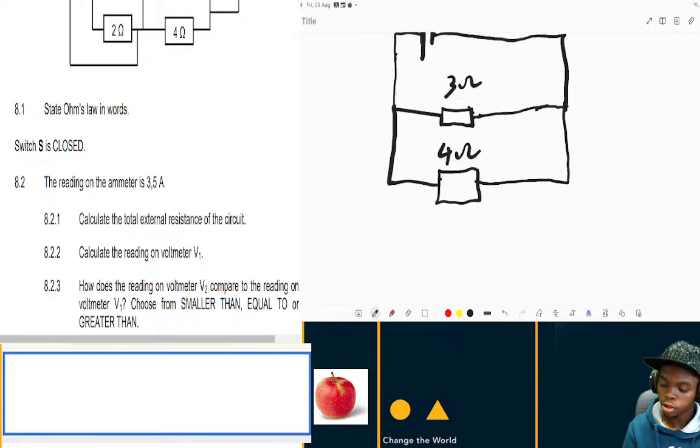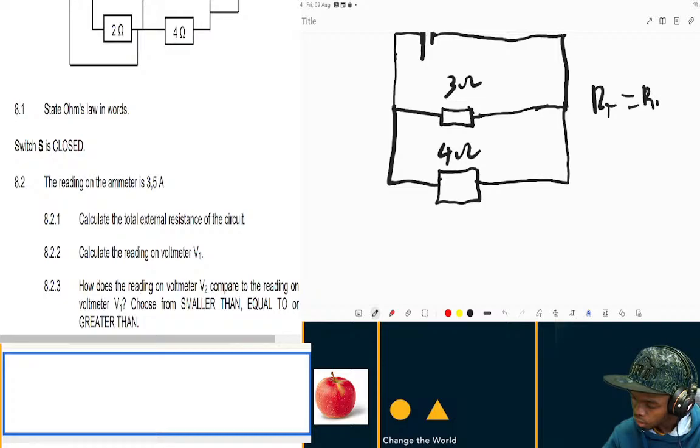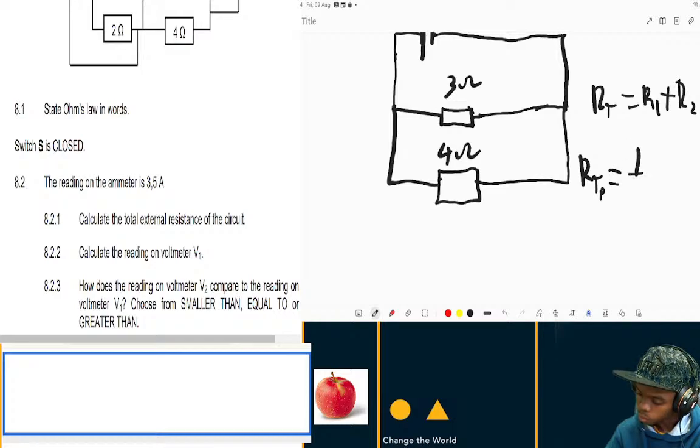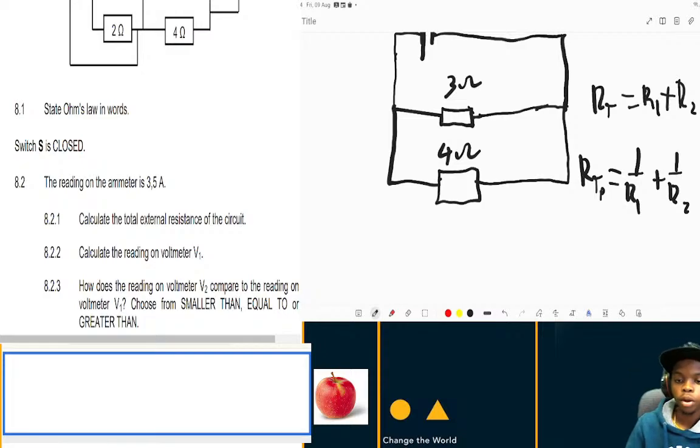My total resistance will be equal to all the resistance in the circuit, but in terms of adding in series and in parallel, it's not the same. So for in series, my R total equals R1 plus R2 plus R3 and so on, depending on how many resistors you have. But in parallel, 1 over R total equals 1 over R1 plus 1 over R2 plus 1 over R3 and so on. You get it?